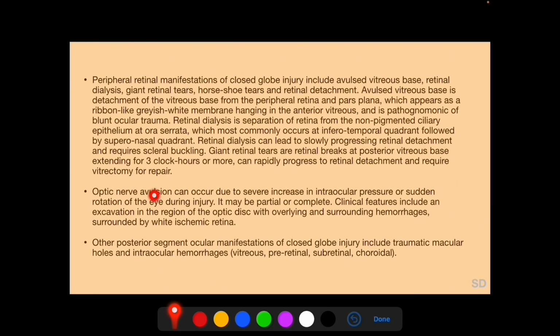Optic nerve avulsion can occur due to severe increase in intraocular pressure or sudden rotation of the eye. It may be partial or complete. Clinical features include an excavation in the region of the optic disc with overlying and surrounding hemorrhages surrounded by white ischemic retina. Other posterior segment ocular manifestations of closed globe injury include traumatic macular holes and intraocular hemorrhages.